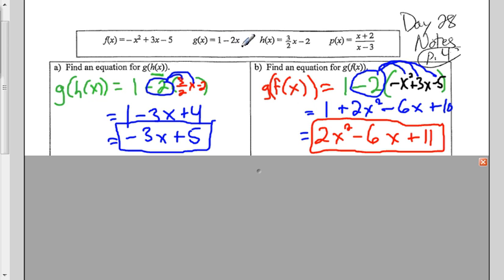Every place I see that x, I'm going to substitute in all of f of x, which is -x squared plus 3x minus 5. That's the pre-calc. Now it's just algebra, simplifying. So we should get 2x squared minus 6x plus 11.